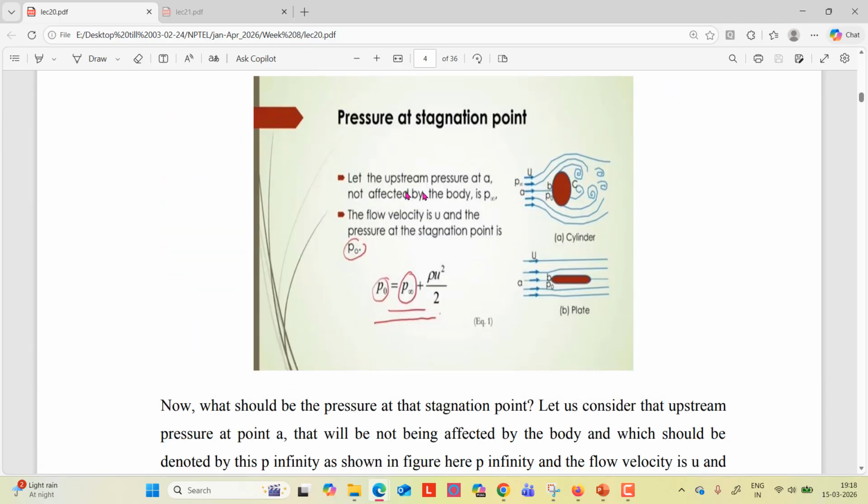So here it is written that, let upstream pressure, suppose the pressure at this stagnation point is P naught, and the pressure not affected by the body is P infinity, right? Here it is P infinity, here it is P naught. If you remember Bernoulli's equation, at this point there is no velocity, so it is only P naught equals P infinity plus rho u square by 2.